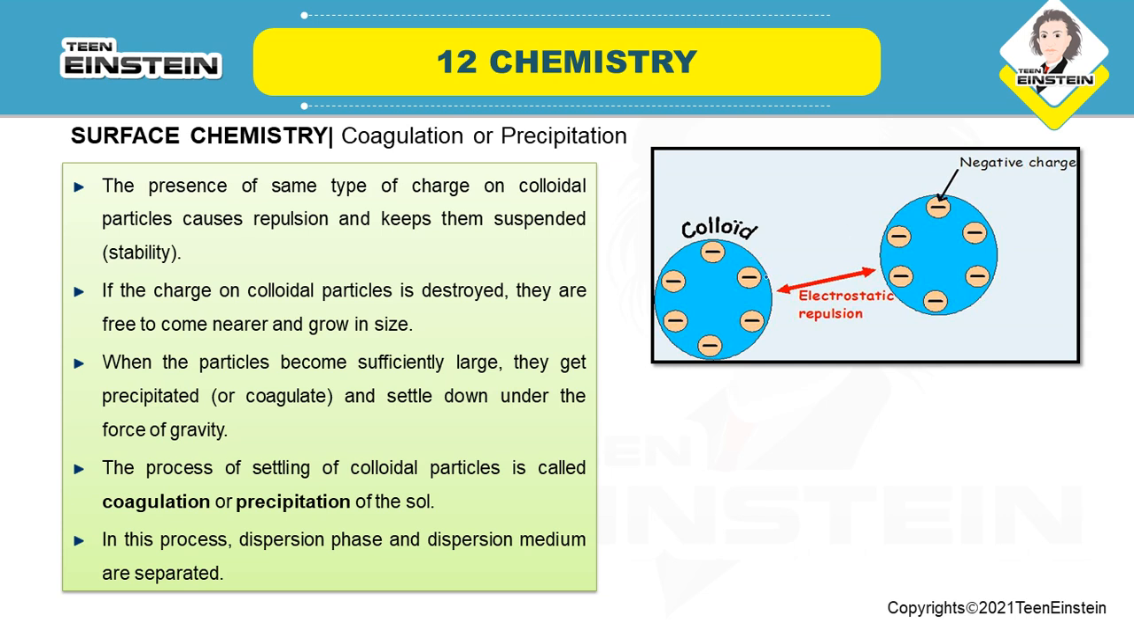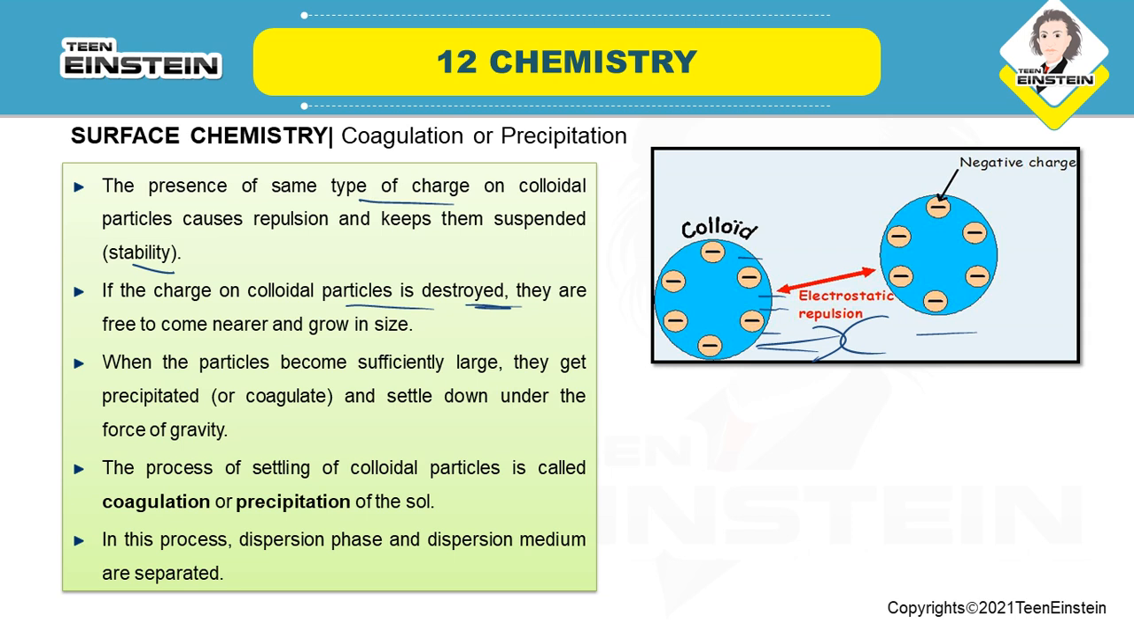Colloids, we know, have some charge on their surface. Suppose it is negatively charged, there will be repulsion between two particles. So the presence of the same type of charge on colloidal particles causes repulsion, and it is responsible for their stability. Because if there is no repulsion, they will come close to each other, their size will increase, and they will be precipitated.